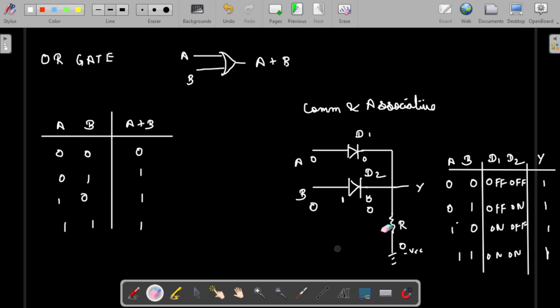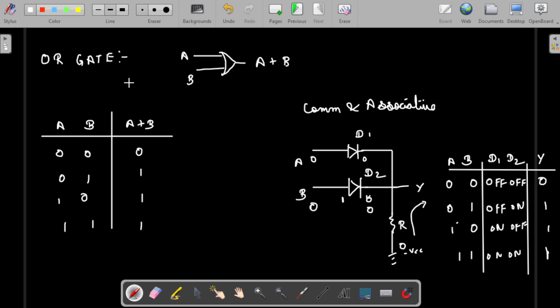Here it is 0. I forgot to mention this. So here it will be connected to ground. So ground means it is considered as 0 because it is connected like this. So if any of the diodes is on, that input will be directly shorted to output. So I hope the OR gate logic is understood for you guys.